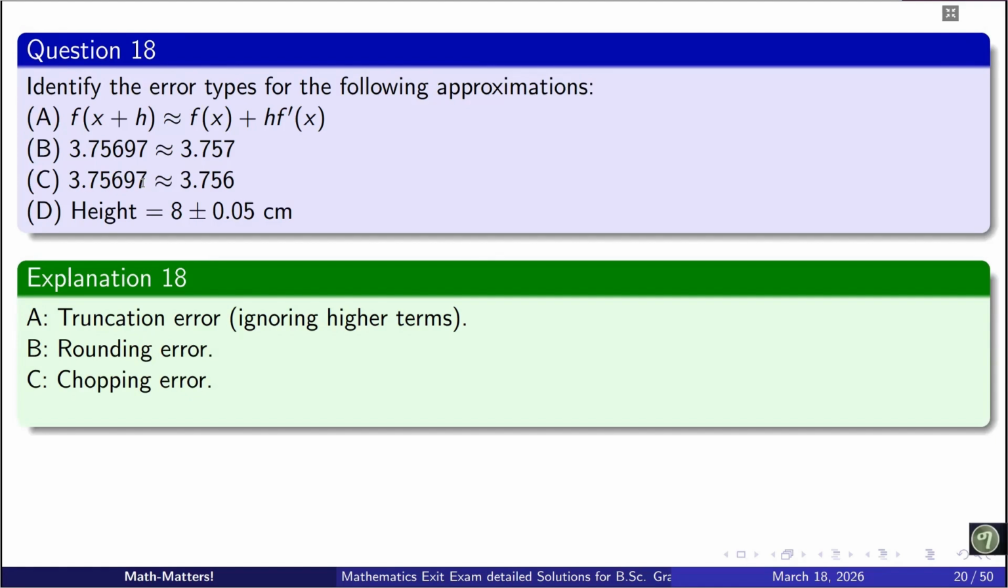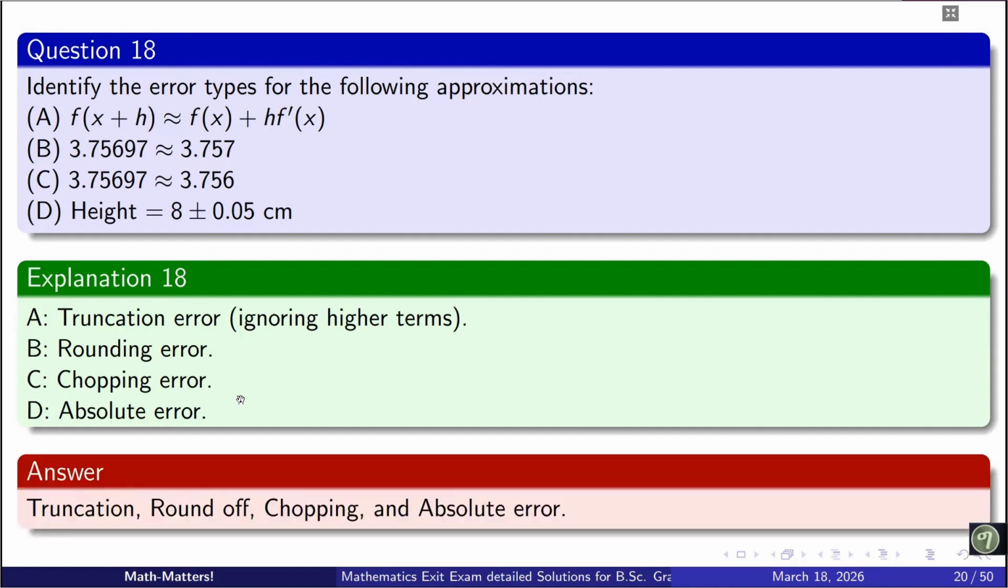And the last one, height is equal to 8 plus or minus 0.05 centimeter. Therefore, the error which is created here is an absolute error. It is an absolute error. That is an error which is bounded in between the smallest and the highest one. So that truncation, rounding off, chopping, and absolute error could be the error types of this one.